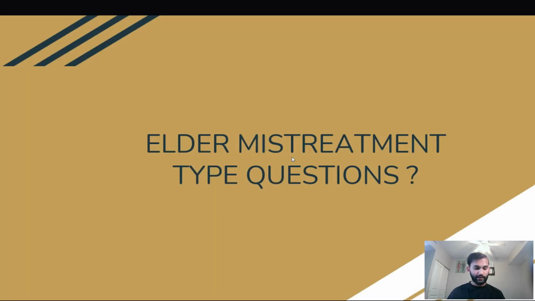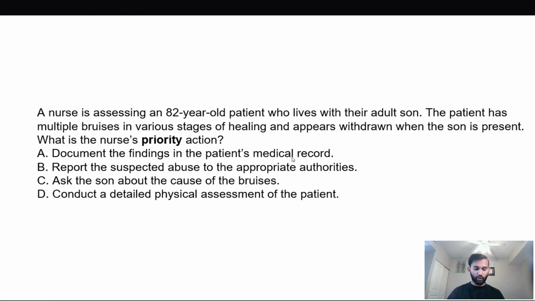Now, you could also be expected to know the questions about the elder mistreatment type question, and these are the type of questions you could be expected to know, where it could be really easy. So with the elder mistreatment, let's practice one of the questions. A nurse is assessing an 82-year-old patient who lives with the adult son. The patient has multiple bruises in various stages of healing and appears withdrawn when the son is present. What is the nurse's priority action? So what's your first action as the nurse?